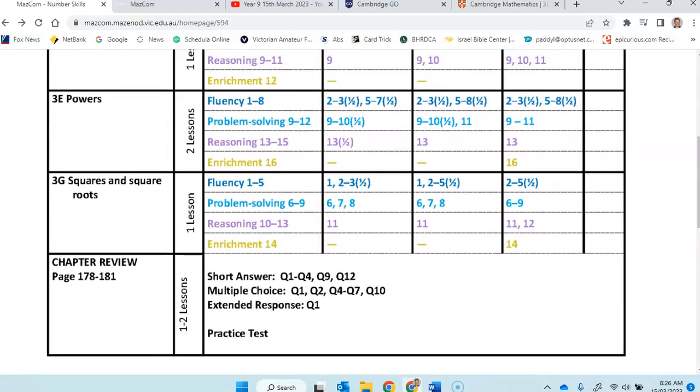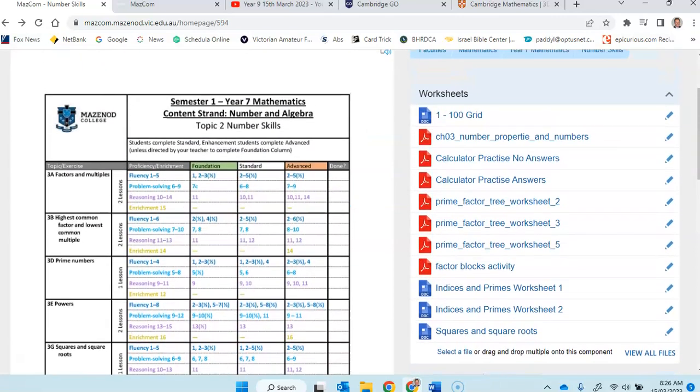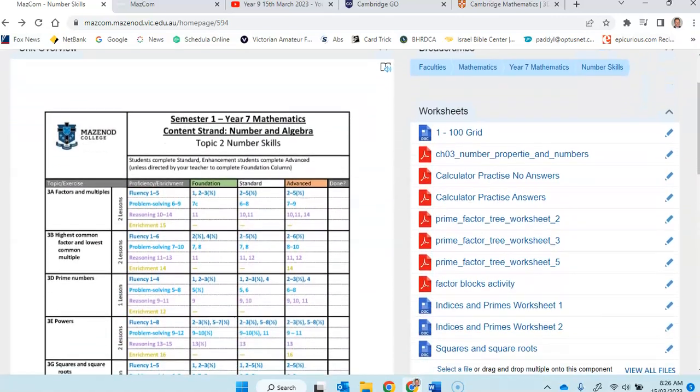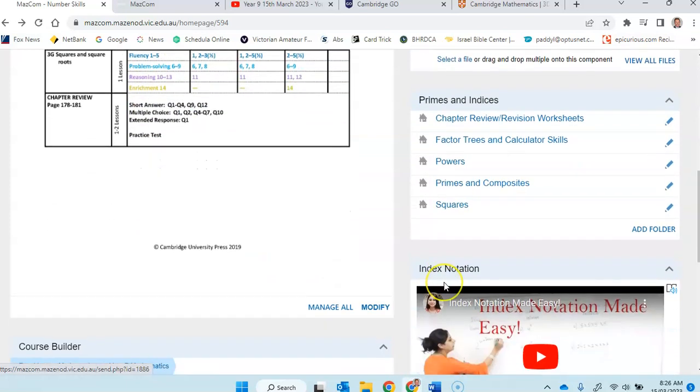So within another 2 lessons after today's lesson, we'll be looking to do a test. So that's what we're doing for today's lesson. You can go through any of these ones here and have a look: calculator practice, no answers, and then you've got answers. Prime factor tree, we've looked at those. Factor blocks, indices and primes, indices, squares and square roots. These are documents that you can have a look at.